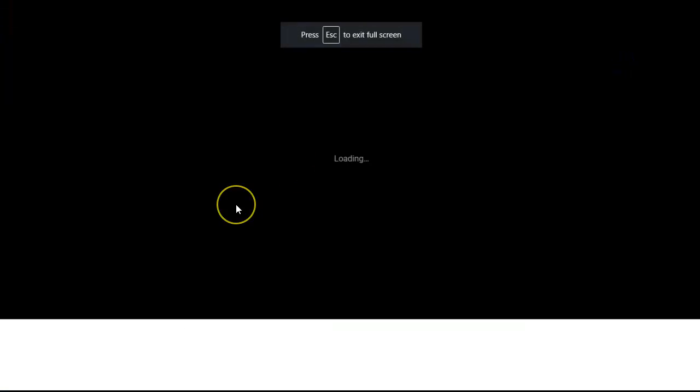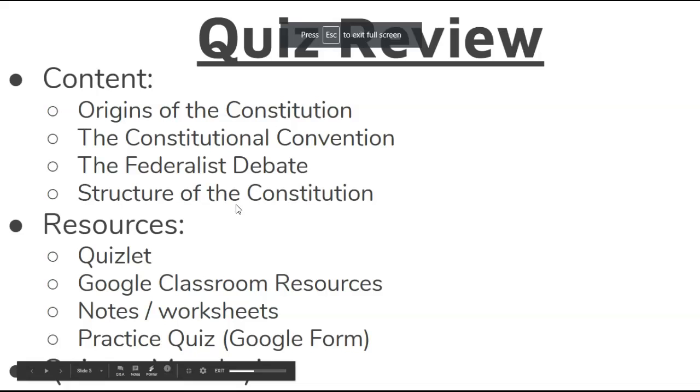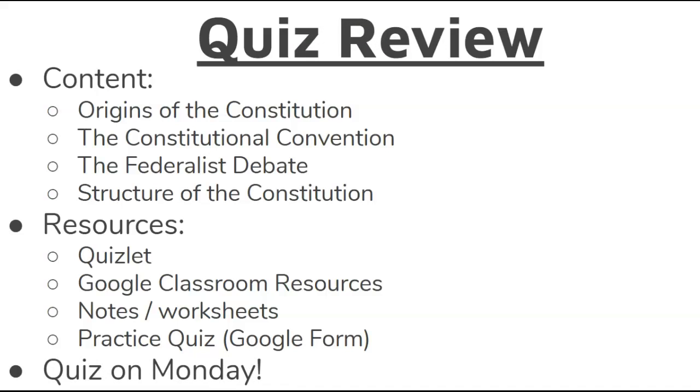For your quiz, the content that you will need to study for, and that this will cover, is 1, the origins of the Constitution, how it came to be. 2, the Constitutional Convention, the who, what, when, where, how, and why of it. 3rd, the Federalist debate, Anti-Federalists versus Federalists. What did each group think, and why did they think that way? And lastly, what we just went through today, the structure of the Constitution.